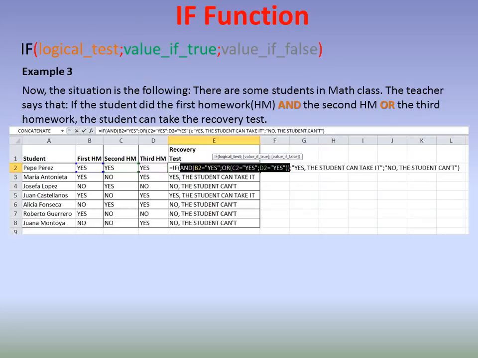Finally, in the last example of the IF function, you have the following problem. There are some students in math class, Pepe Perez, Maria Antonieta, Josefa Lopez, etc. The teacher tells the students, guys, if you want to take the recovery test, you have to meet certain conditions. You have to do the first homework, and either you have to do the second homework or the third homework.